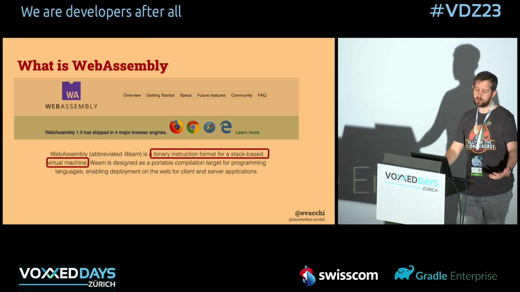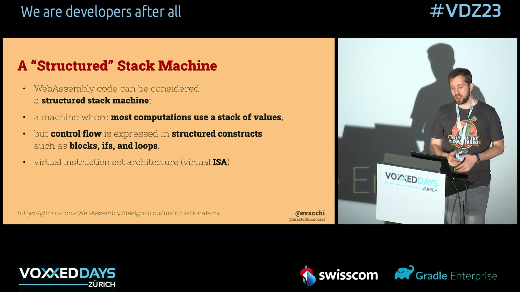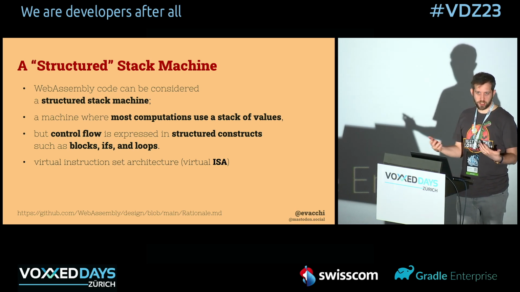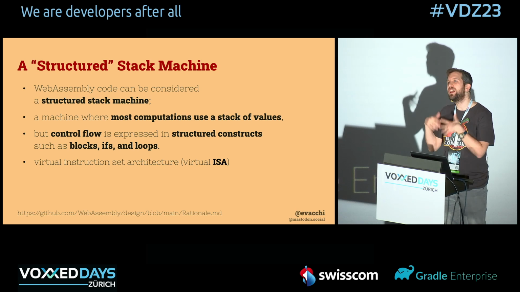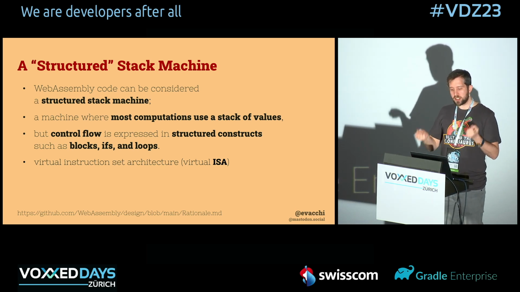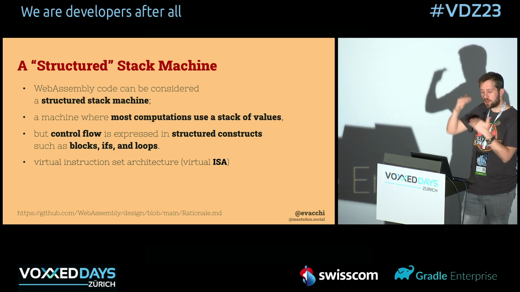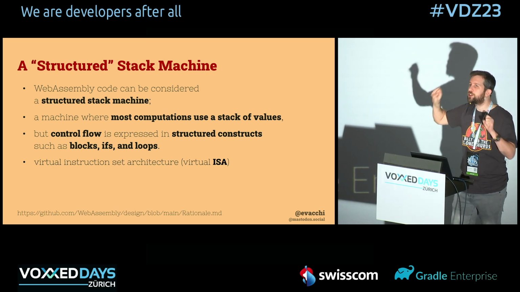I wanted to show you the bytecode format for WebAssembly and compare it with Java bytecode. The interesting thing about the stack machine for WebAssembly is it's not just a stack machine. It's not exactly equal to the JVM. It's a structured stack machine. So of course, it uses a stack of values, but the control flow is expressed through structured constructs.